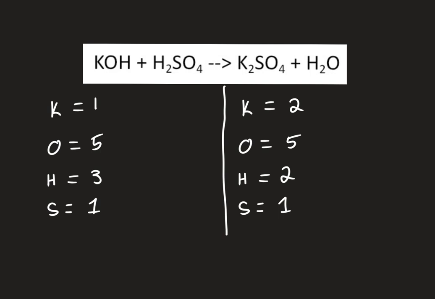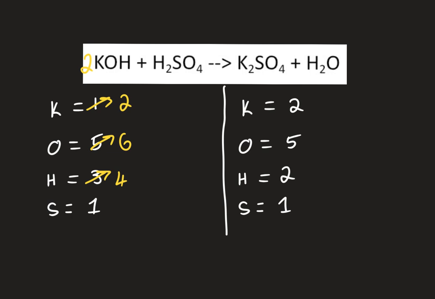Balancing is a game of trial and error. So the first number that you try might not get you the right answer immediately. So I'm going to try to get my potassiums to be the same by putting a 2 in front of the KOH. So that means I now have 2 potassiums, 6 oxygens, and 4 hydrogens. And so that means that my potassiums are balanced, my oxygens and hydrogens are not balanced now.